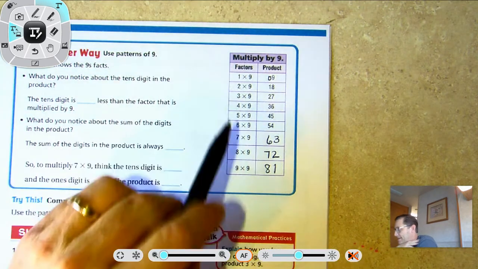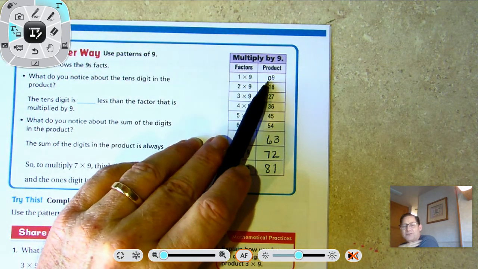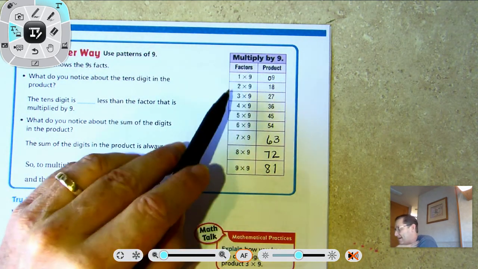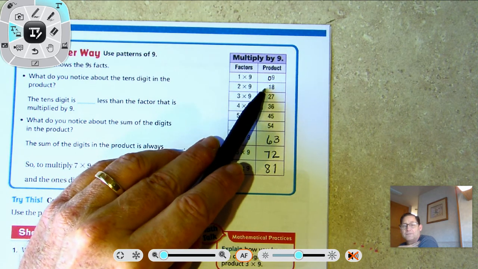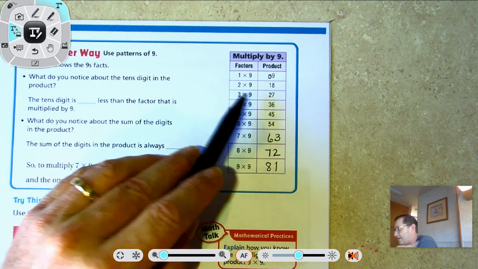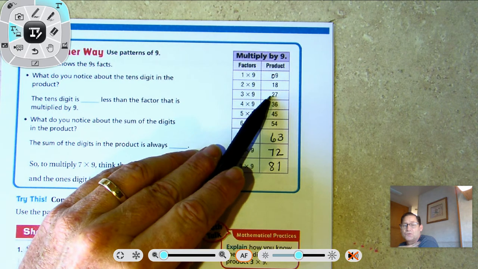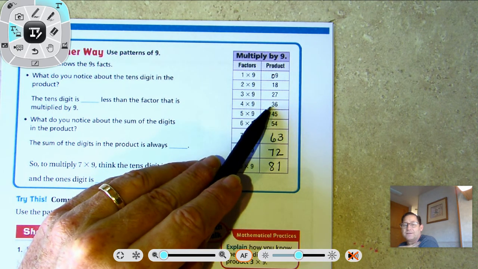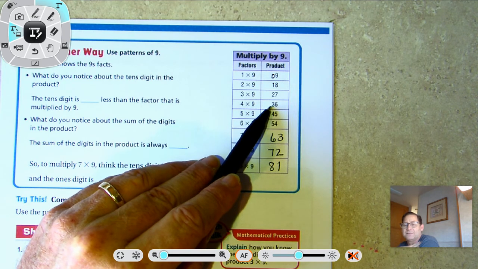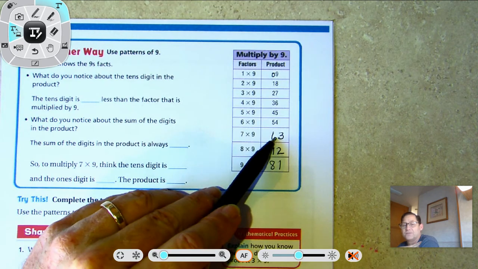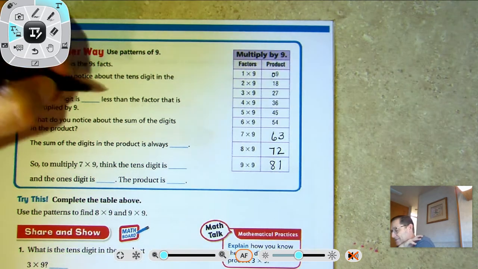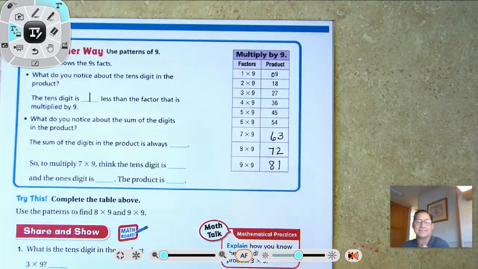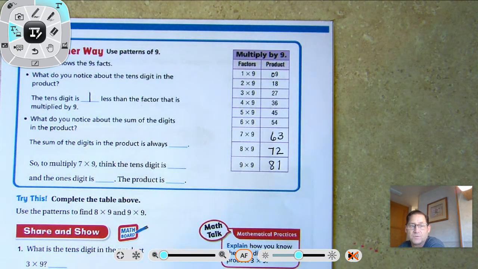Let's look at that. 9 times 1, the tens digit is 0. 9 times 2, the tens digit is 1. 9 times 3, the tens digit is 2. 9 times 4, the tens digit is 3. So what if I said 9 times 7? The tens digit is 1 less than that, so 63. Okay, so the tens digit is 1 less than the factor that is multiplied by 9. All right, so that's good to know.